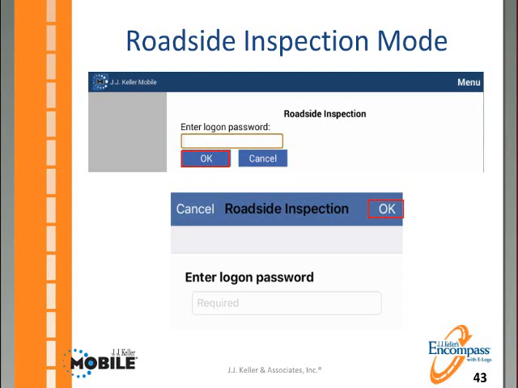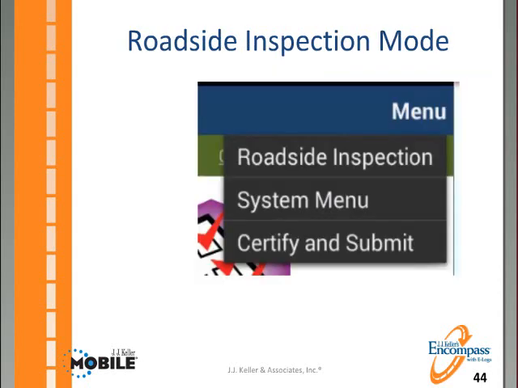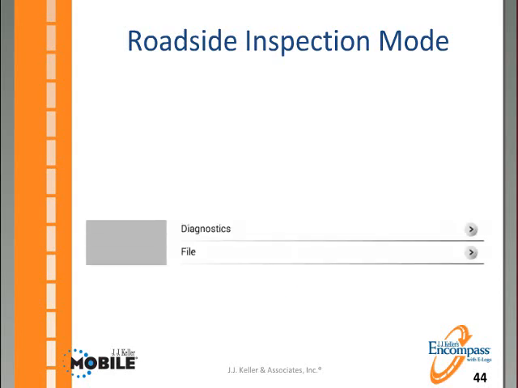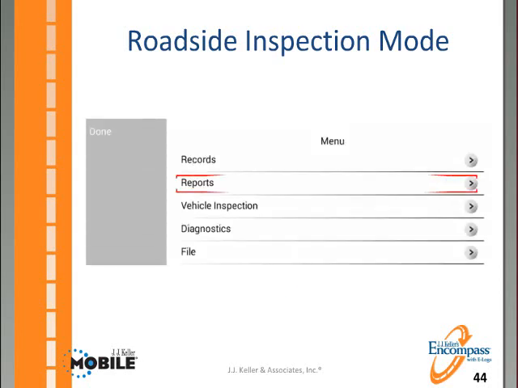Once this is done and the roadside inspection mode is enabled, the antenna, vehicle inspection, and log off icons will not function. The only other areas you're going to be able to access are what's necessary for the officer during the inspection. Now, if the officer requests the driver to pull up logs in the Keller Mobile App, the driver is going to select the following: Menu, System Menu, and they're going to click on Reports.